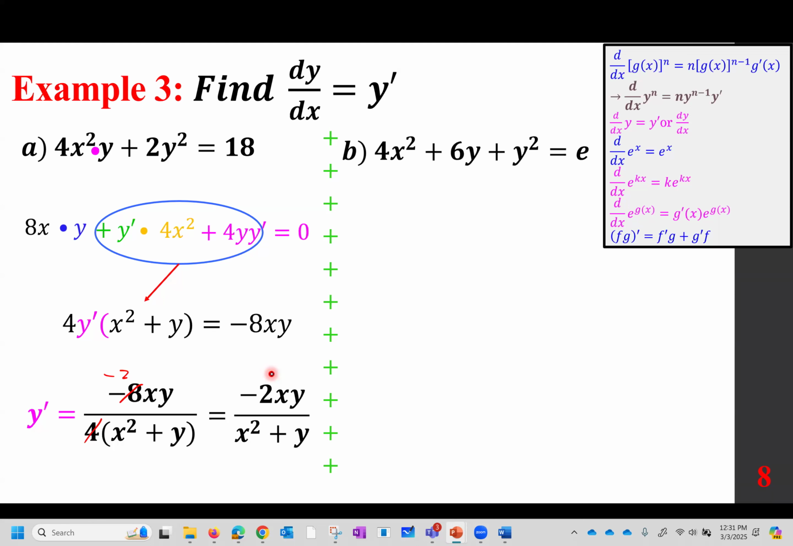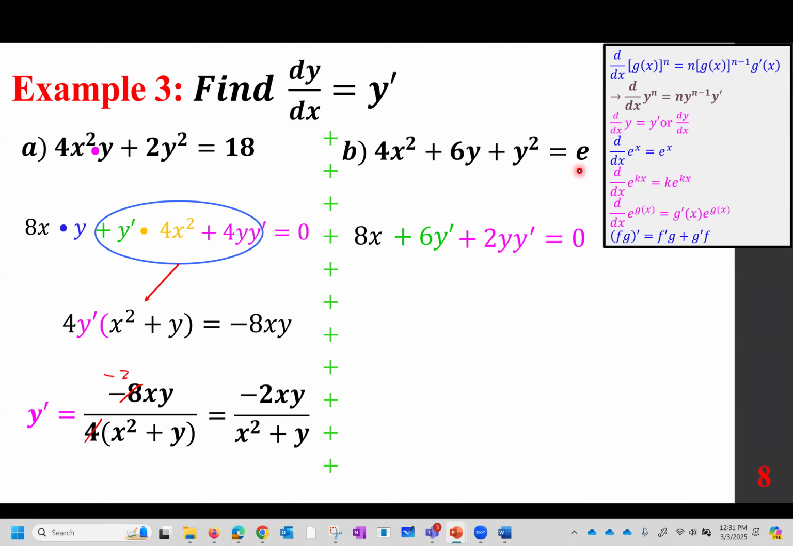Part B, for 4x squared plus 3y squared equals e. We are going to do it term by term. Obviously, 4x squared gives you 8x. 6y gives you 6y prime. Y squared is 2y, y prime. Any number including e results in 0.